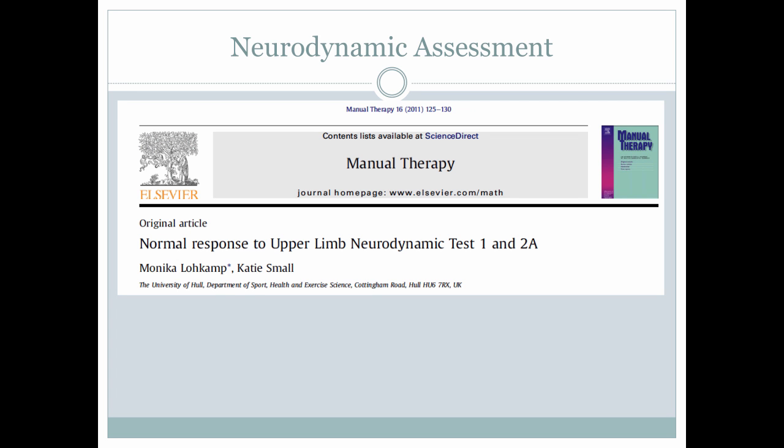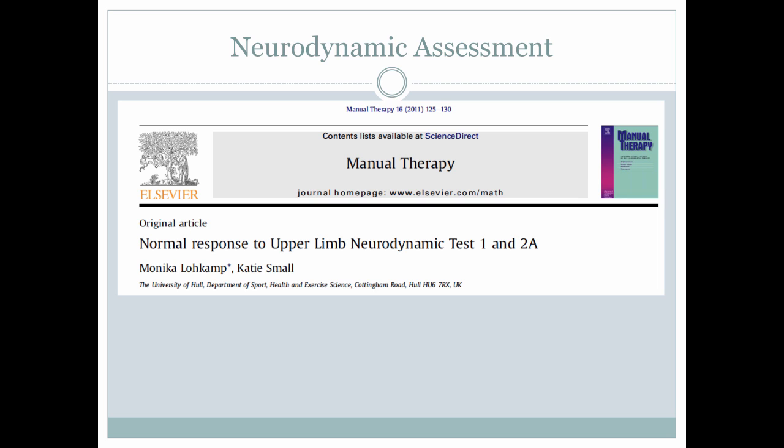So the first study that we'll look at, again, it's based on looking at the median nerves, a study by Lowcamp and Small, where they investigated differences between gender, arm dominance, and structural differentiation in response to test 1 and 2A in normal subjects. And so structural differentiation is a way to help determine if the response to the test is caused by neural tissues or musculoskeletal tissues. And they make that remark, but I think it still can be challenging, even with structural differentiation, to say that we are only testing the nerve. But as you'll see as we go through this, this is something that comes up time and again that helps us determine if the individual is having a neural type issue. So just something to keep in mind as we go forward.